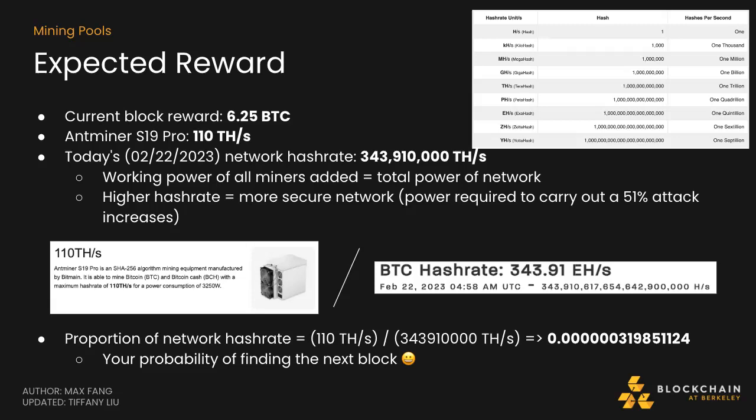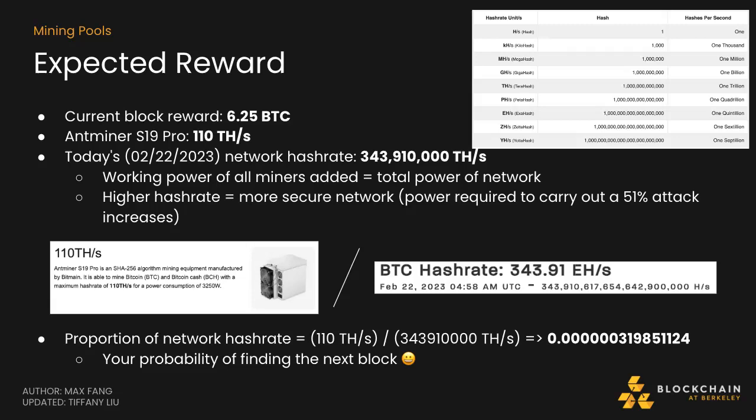But on February 22nd, 2023, I made this slide last week, the network hash rate was 343 million terahashes, around there. This is essentially the working power of all the miners added together, the total power of the entire Bitcoin network. The higher the hash rate, the more secure the network, because you would need higher power in order to carry out a 51% attack.